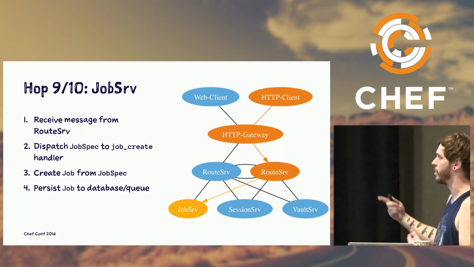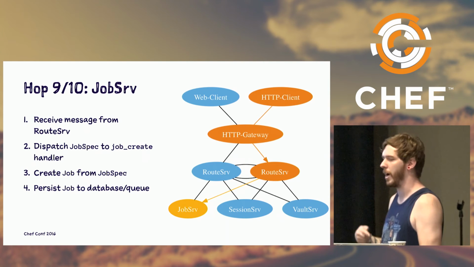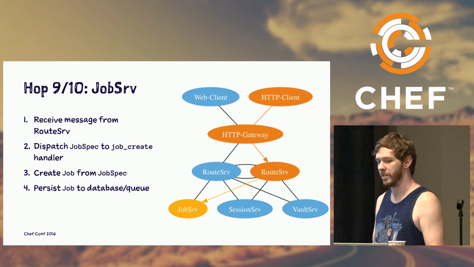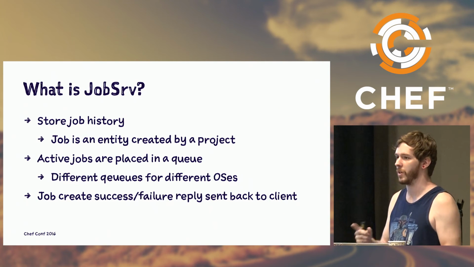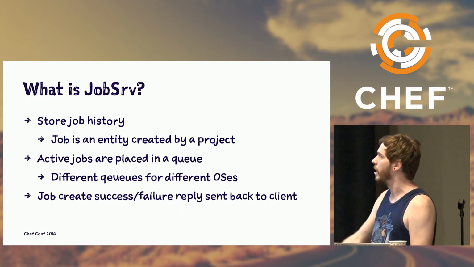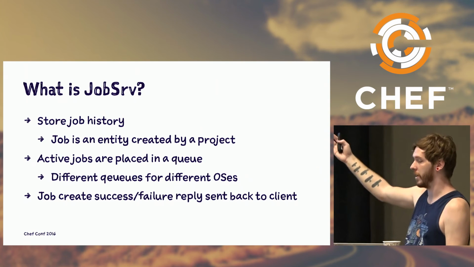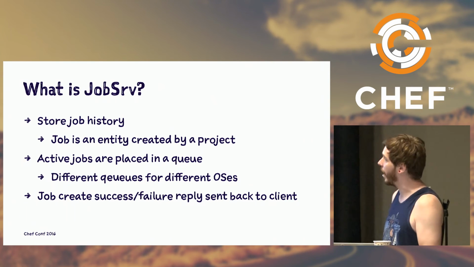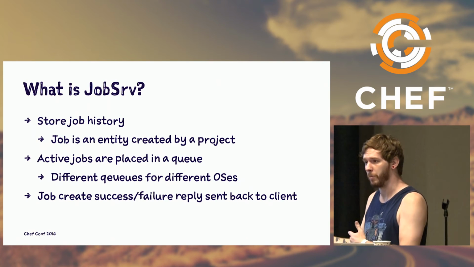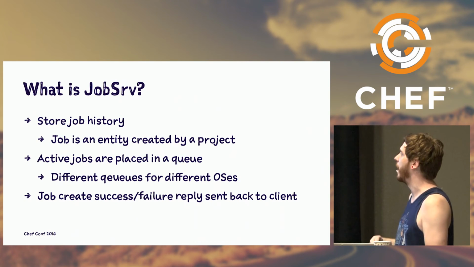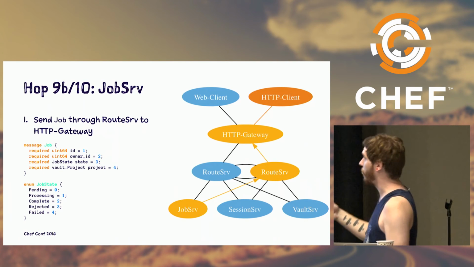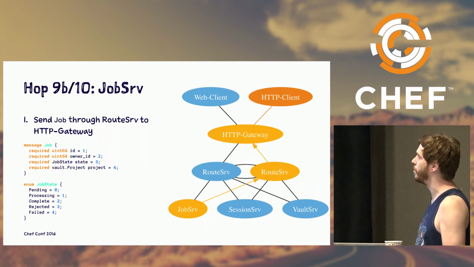It dispatches the job spec to a job create handler, creates a job, persists that to the database, and the database happens to also be a queue for us, which is OS specific. So there's a Linux queue and a Windows queue, right? And the job server stores it in the whole job history that you have, the state of the job. Active jobs, like I said, are placed in an OS specific queue, and then job create success or failure eventually gets sent back to the client through the route server through to the HTTP gateway.